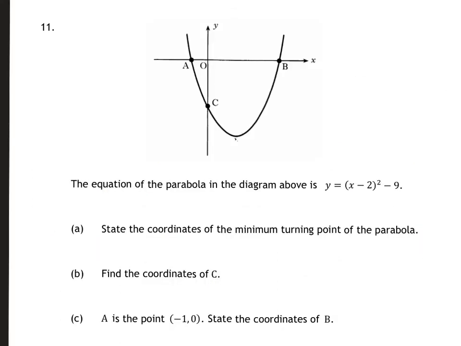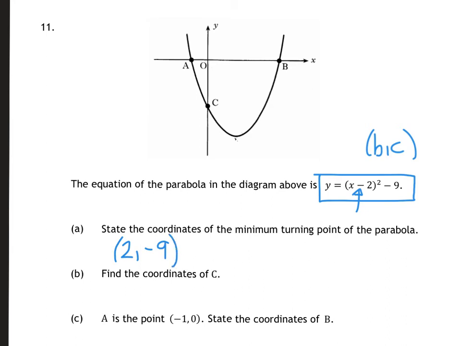Question 11 is quadratics. So we've got the picture, we have got the equation here, and we're asked several things about it. So it wants the coordinates of the turning point. So the coordinate is always (b, c), and it's the opposite of what's in here. So minus 2, you do the opposite, that becomes positive 2. So the coordinate is 2 and then minus 9. And if you look at your picture, that works, doesn't it? (2, -9). So this bit down here is your turning point, and that's (2, -9).